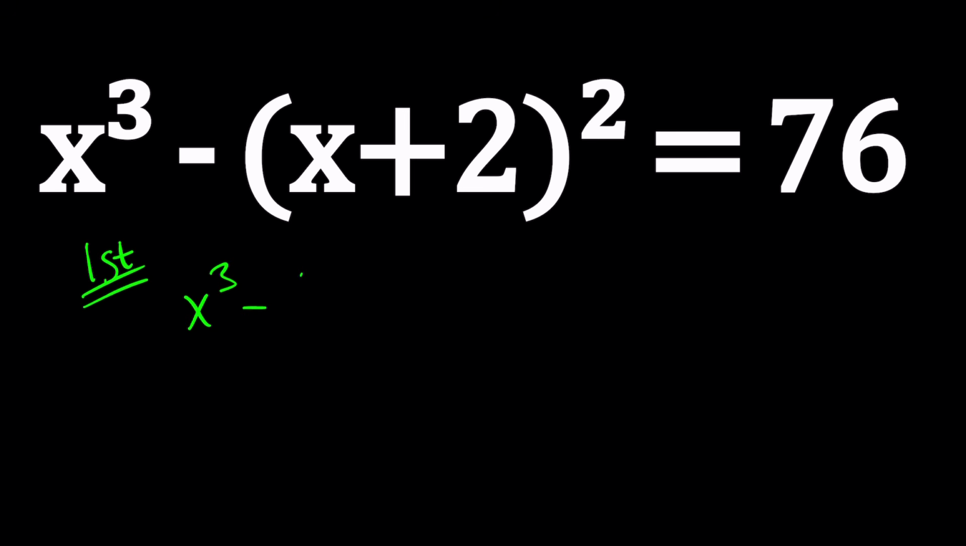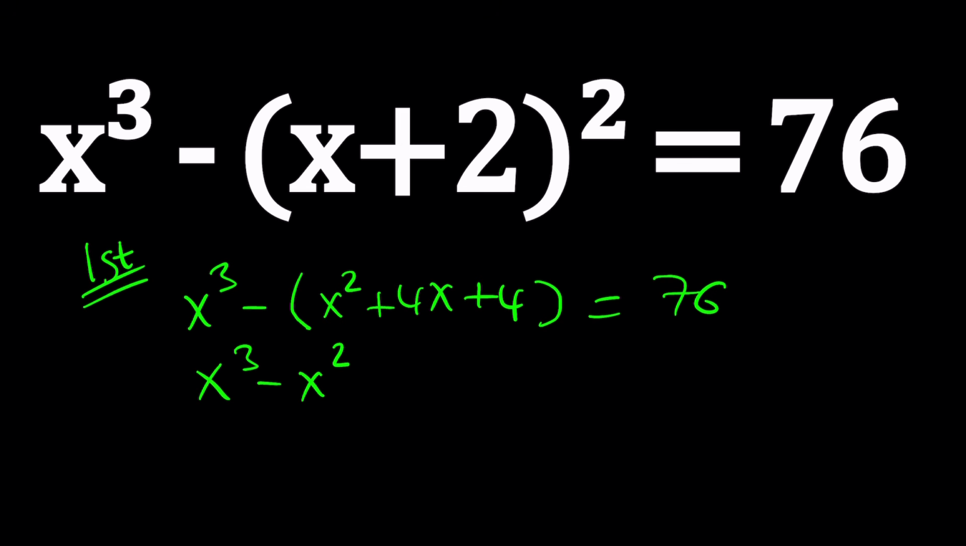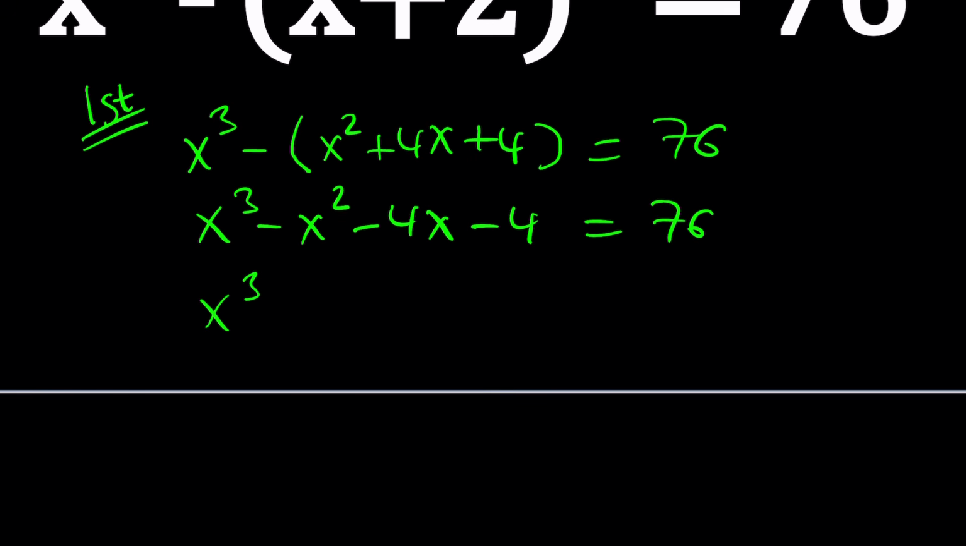So let's go ahead and expand what's inside the parentheses. That is x² + 4x + 4. We're going to subtract it from x³, so it's going to give us x³ − x² − 4x − 4 = 76. And then you can subtract 76 from both sides, and that'll give you the full cubic, right?